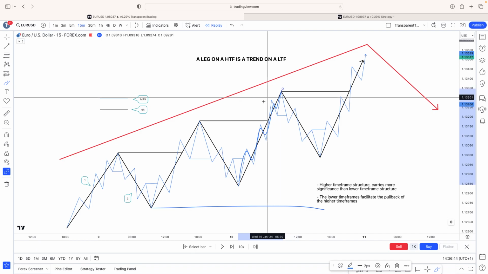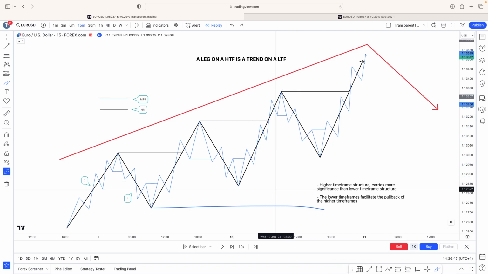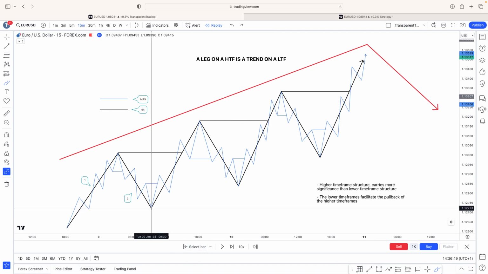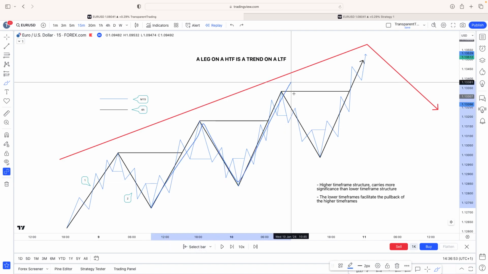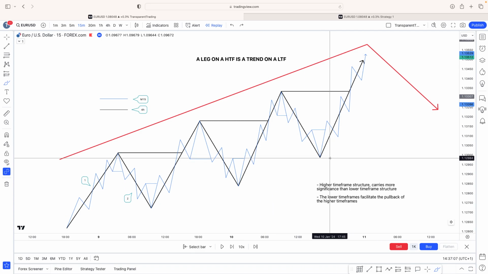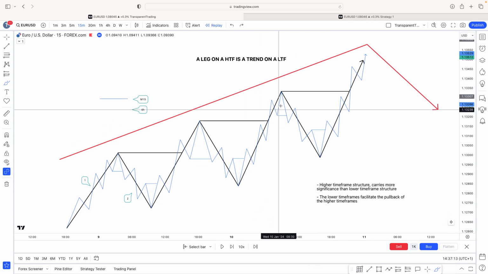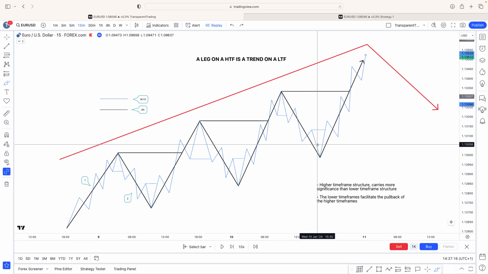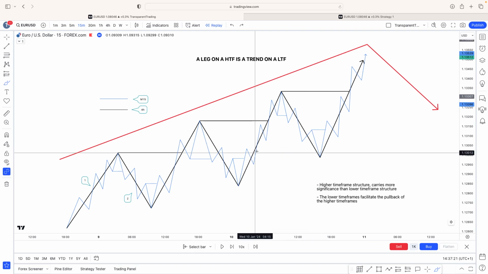Okay, so you can see then that the impulse and the correction legs of the 4-hour, so this impulse leg, this correction leg, this impulse leg, this correction leg, of the 4-hour are facilitated by bullish and bearish trends on the M15, okay? So now to take it one step further and add another time frame. So we now know that the M15 structure facilitates the impulse and correction legs of the 4-hour, okay? Now I'm going to say that the 4-hour structure facilitates the impulse and correction legs of the daily, okay?